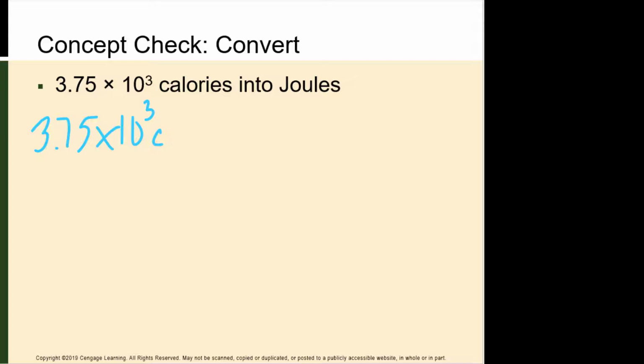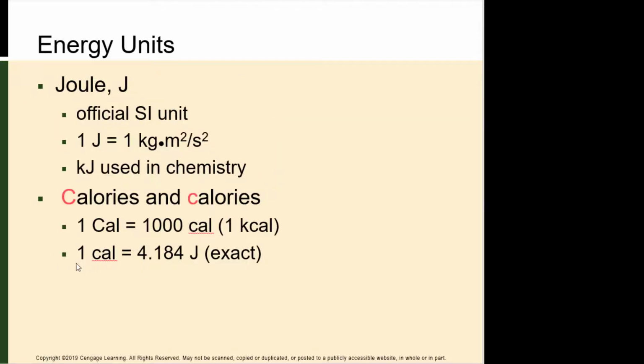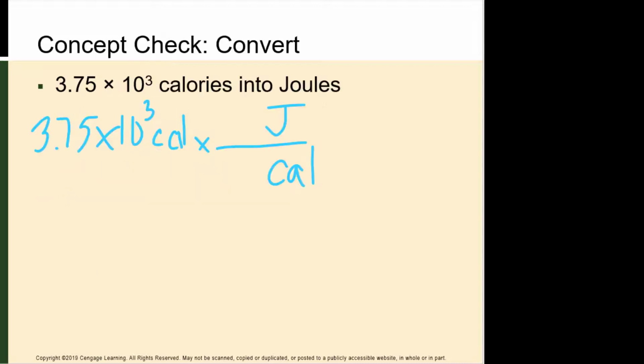Little cals. And we want to get into joules. So that means, what do I want? Joules. What have I got? Little calories. And we saw in this slide right before that 1 little calorie is 4.184 joules.